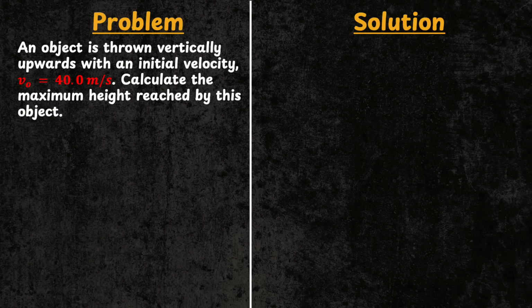In today's problem, we are going to learn how to calculate the maximum height reached by an object thrown vertically upward with an initial velocity. Let's begin. The problem says an object is thrown vertically upwards with an initial velocity of v0 equals 40.0 meters per second. Calculate the maximum height reached by this object.